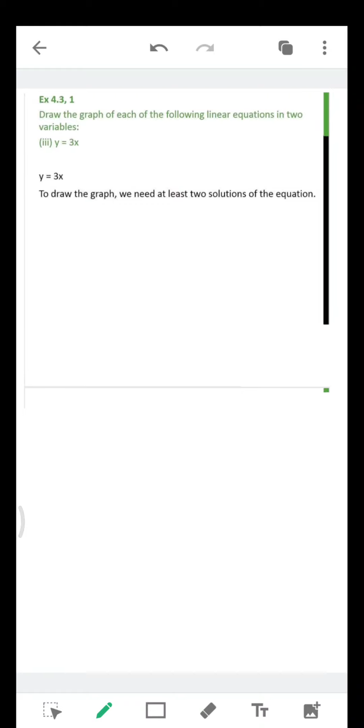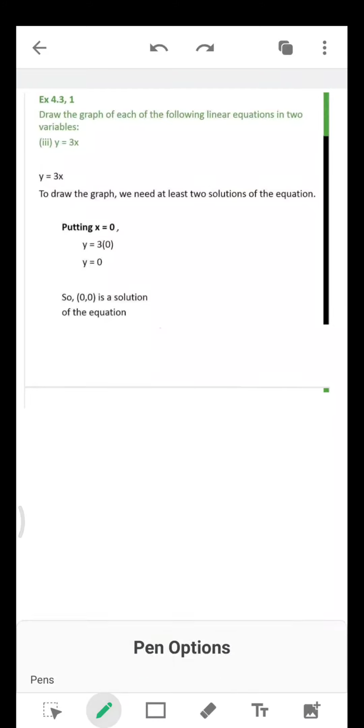In this you can see y is equal to 3x. This is also a linear equation in 2 variables. So we'll draw the graph for this. For this also we need 2 solutions. So I'll find the first solution. I'll take x is equal to 0. Okay, so 3 into 0, in place of x I'll write 0, so y is equal to 0 I get.